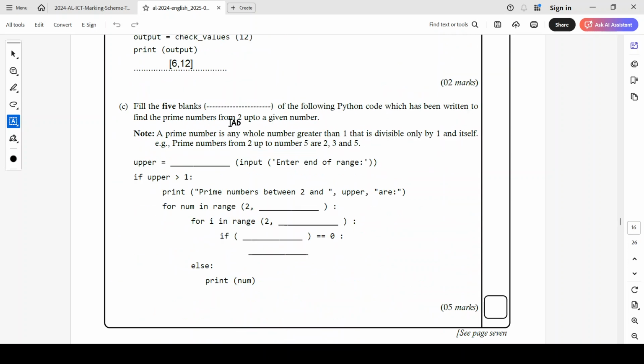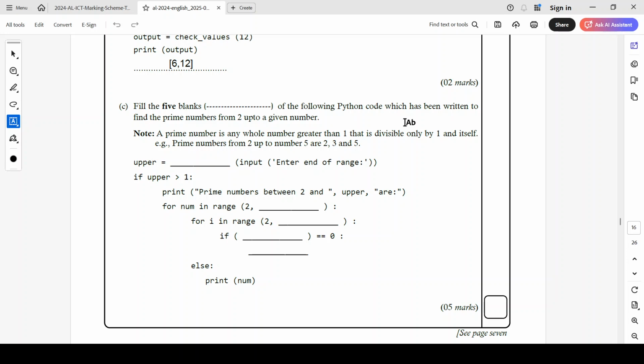Now move up to question number 3, C section. The question: fill the 5 blanks of the following Python code which has been written to find the prime numbers from 2 up to a given number. So we want to get the prime numbers.